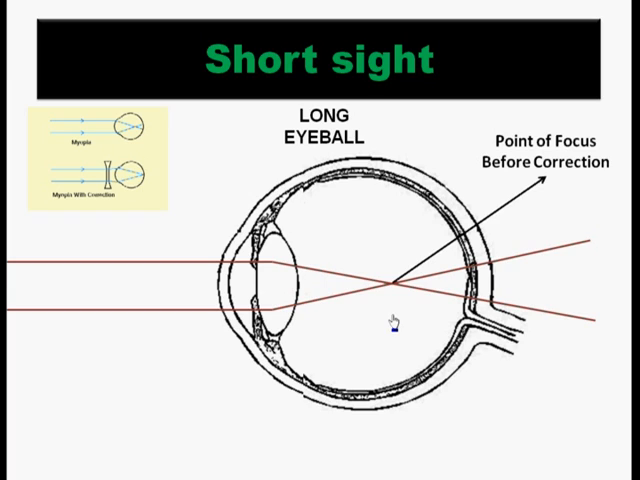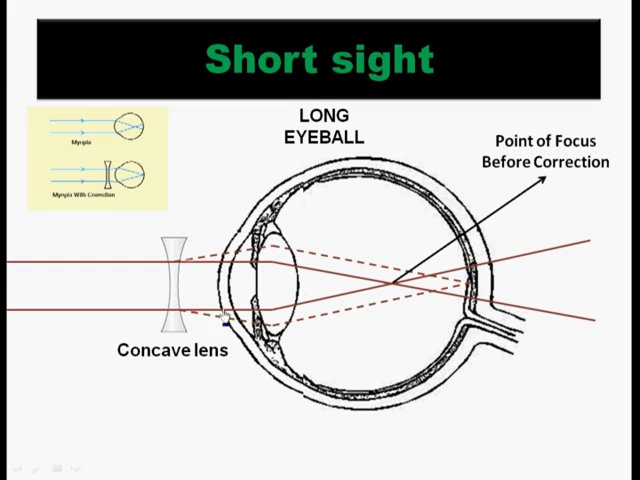Now, another name for this condition is called myopia. All right? Question now. How is this condition corrected? Simply, by the use of a concave lens. So you realize the lens is basically caving in, and that's why they call it a concave lens. Now, what does the concave lens do? It causes the light rays to diverge. So you realize it's basically spreading.